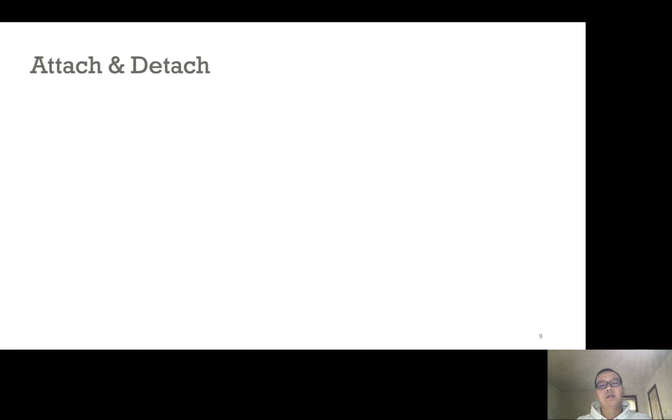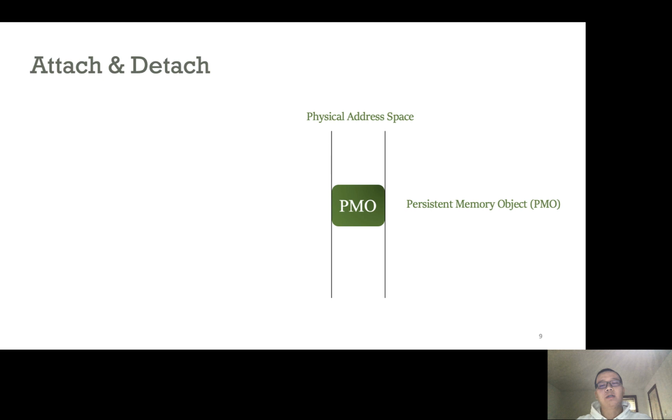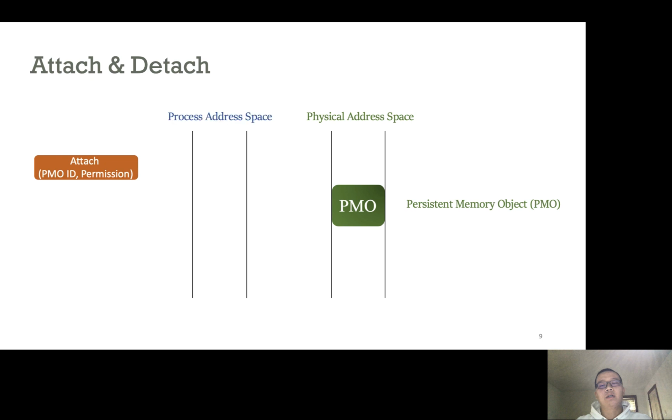One programming model of persistent memory is to use attach and detach system calls. The persistent data is organized as persistent memory objects in the physical address space. When an attach system call is invoked with the PMO ID and the permission, the process will initialize PTEs that point to this PMO, and then the process is able to access this PMO.